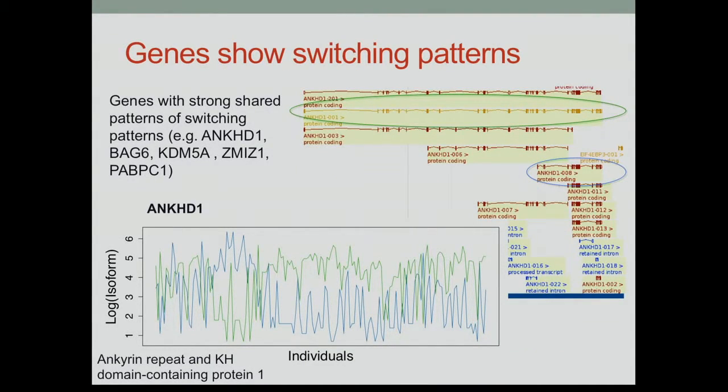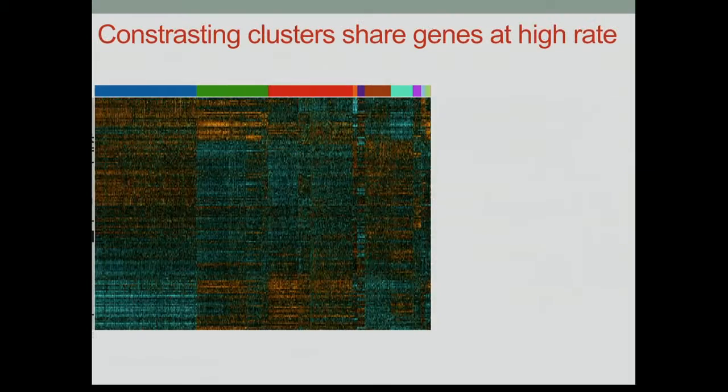Well, so what kind of thing is happening here? When we look at some of the genes that we see there, there's a strong switching pattern where there'll be one isoform that's in, say, the green group, another one that's in the blue group, and we can see that there's a strong switching pattern that is creating different clusters. And it seems to be shared in this behavior.